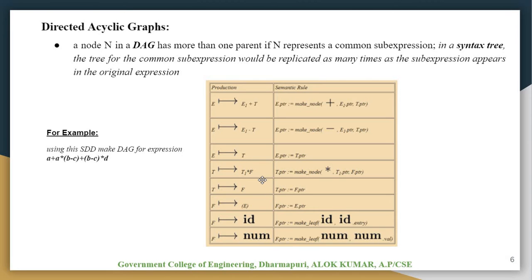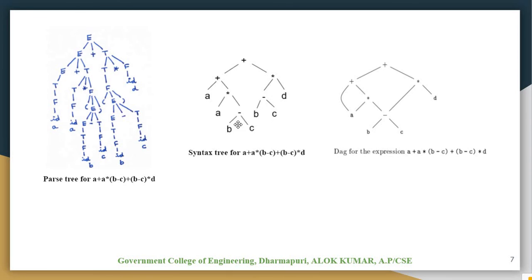So how will we construct it? One single difference is there between the syntax tree and the directed acyclic graph. Suppose some expression like b minus c is coming more than one time in this expression. For a syntax tree we will keep that more than one time. Suppose this one is coming 2 times, so we will use it 2 times. But in a directed acyclic graph we can use this one time.